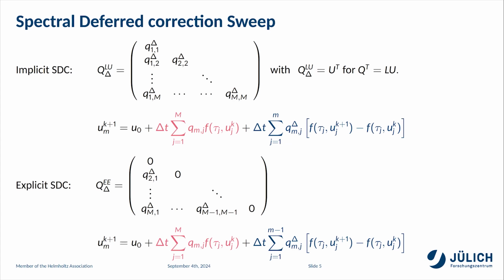So for explicit SDC, we force our Q delta to be a strictly lower triangular matrix. And again, we have a quadrature term and a correction term.